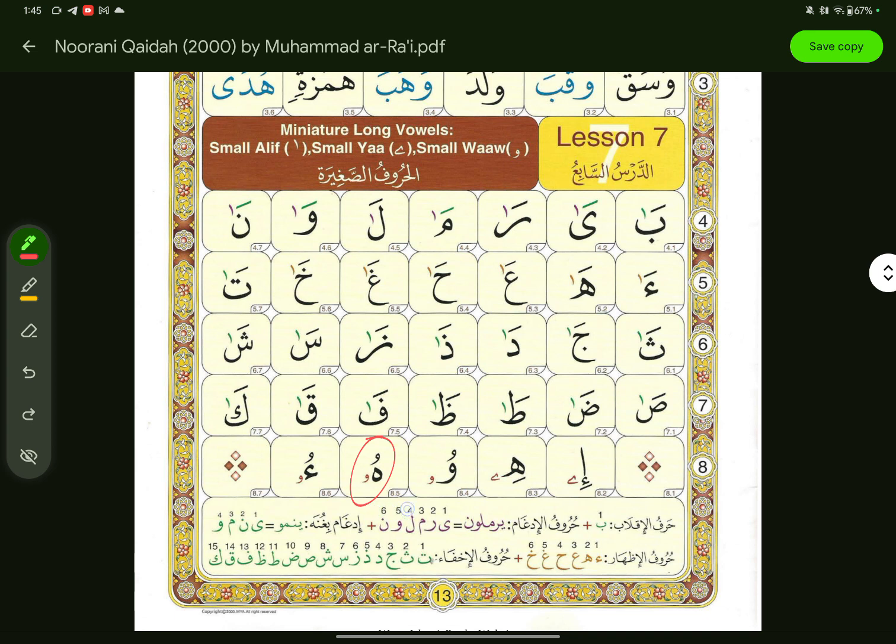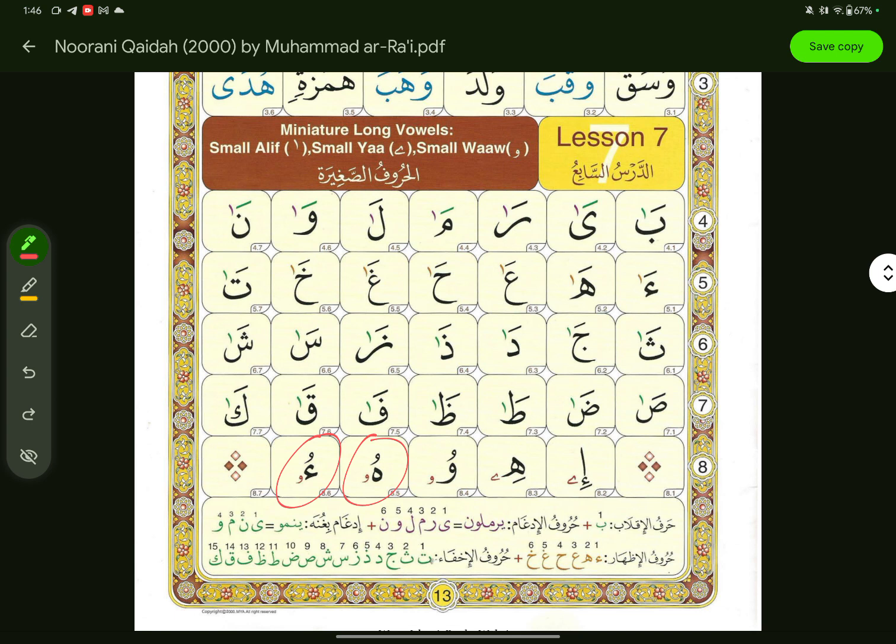And this is a ha as well. It's a different way to write this. It's a different way to write that. But they both have their own place, right? They're giving you different versions of the letters so that you see every single version of it before you get into reading again, right? So this is hu with a dhamma, right?